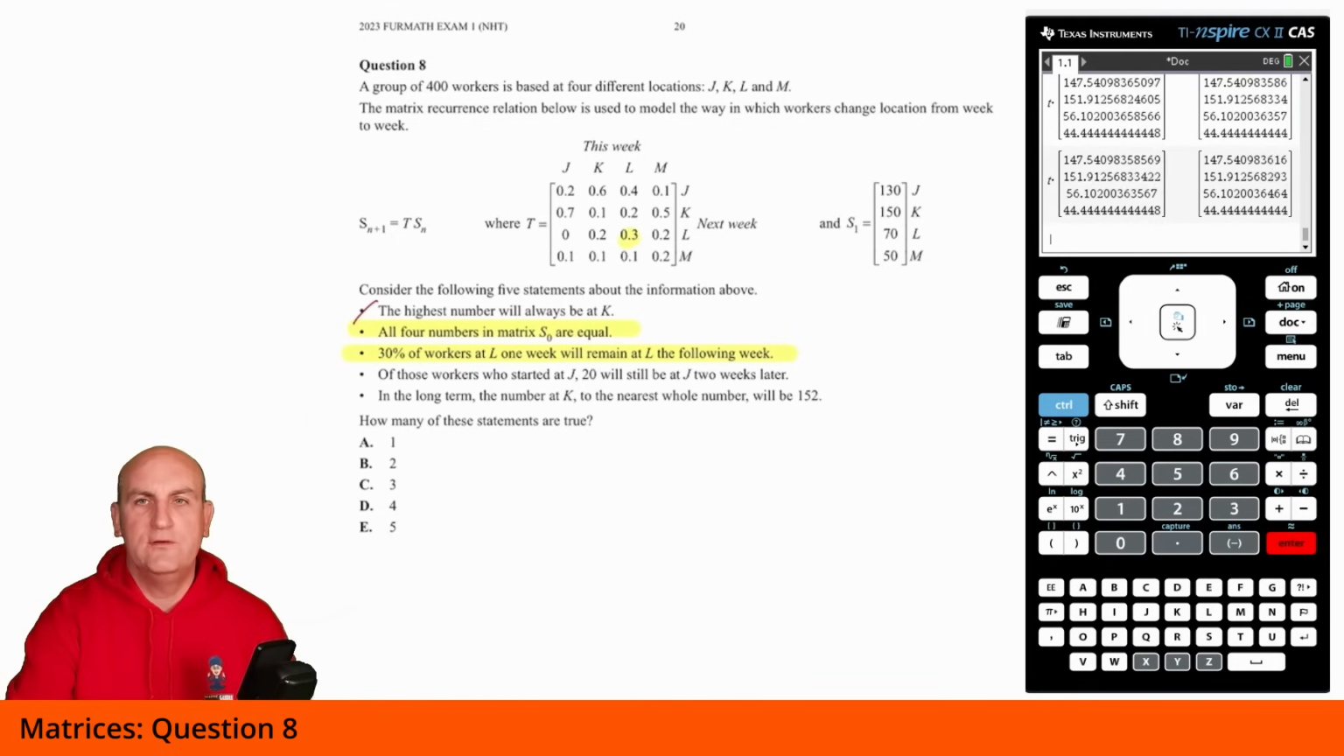And there we go. If I keep doing my calculator and keep going longer and longer and longer, it would appear that yes, to the nearest whole number, it's going to be 152. So we like that one as well. So there we go. Let's cross that one through. That's not true. And so I'm going to go with the correct answer there for C. And there we go.